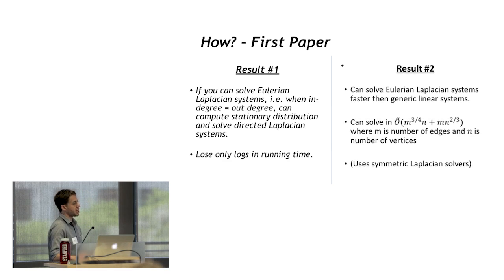However, in that paper, we also gave an interesting proof of concept. We showed that you could solve Eulerian Laplacian systems faster than it takes to solve arbitrary linear systems. And we did this by more or less showing that the problem isn't too far away from solving symmetric Laplacian systems. So it's a proof of concept that we can solve things a little bit faster, that this problem does have some structure, but not the dream of almost linear time that we wanted.